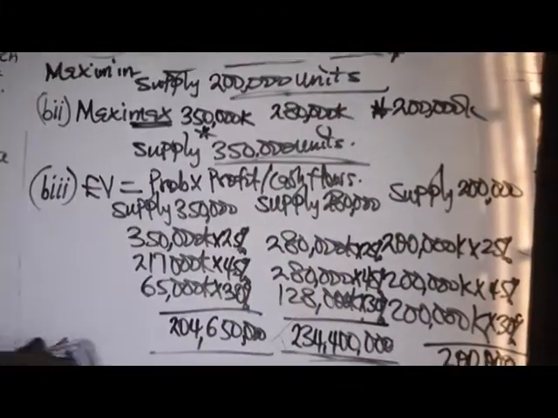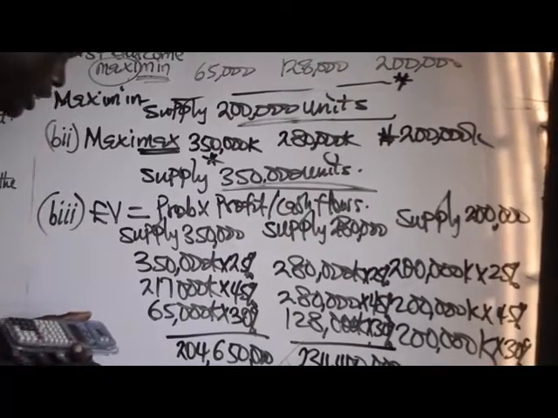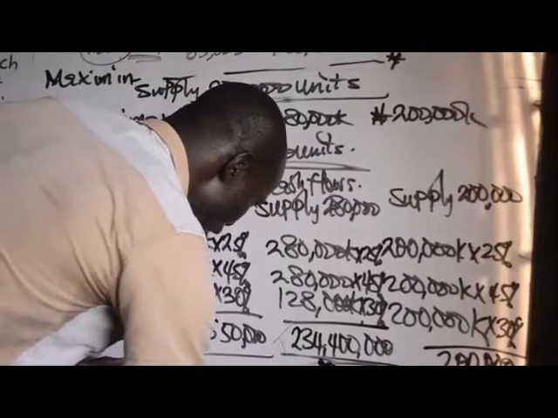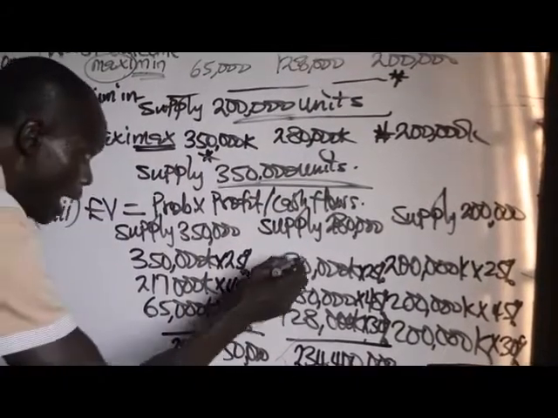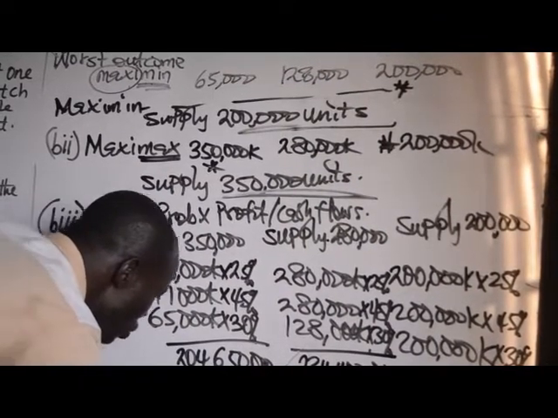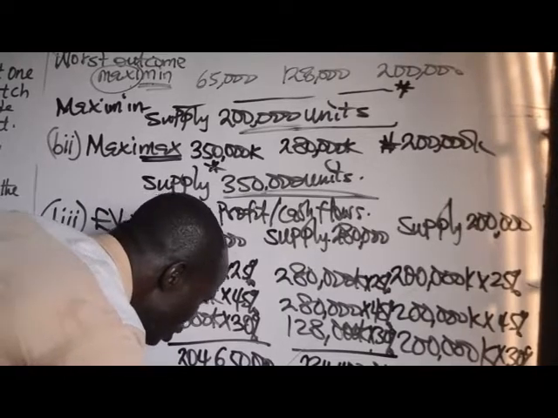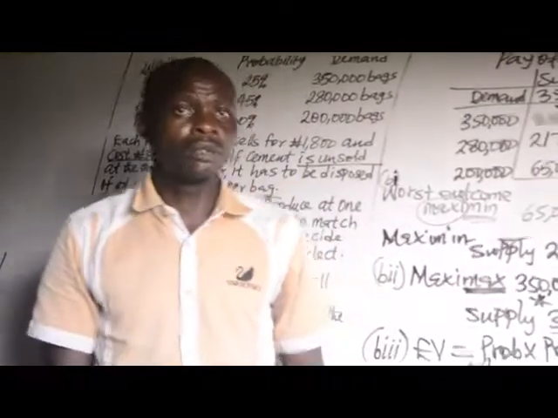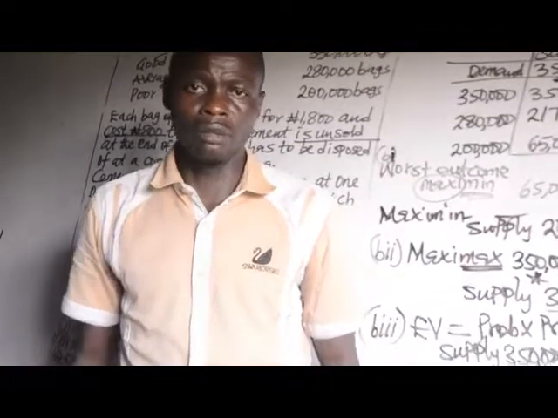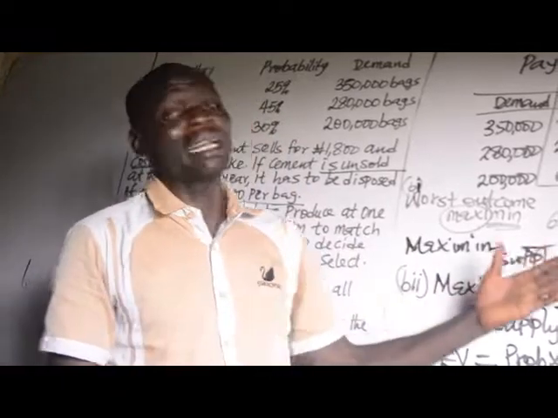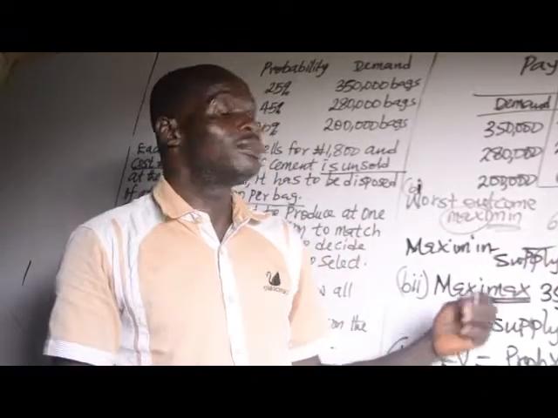So, using expected value, the highest is 234,400,000. Your decision will be to supply 280,000 units using expected value. This is the end of my presentation on payoff table. In my next presentation, I will deepen my explanation by providing further worked examples.